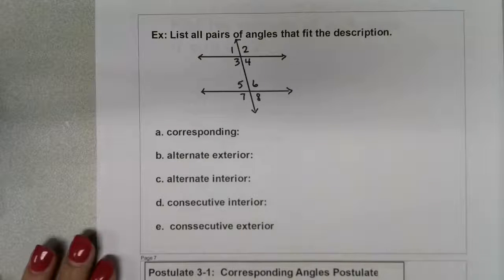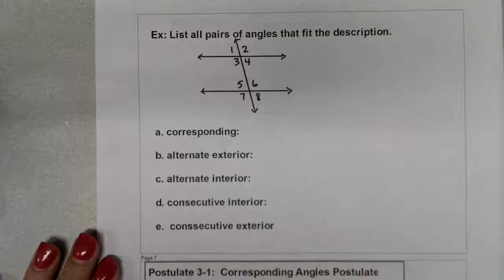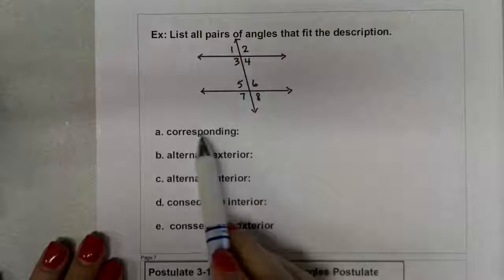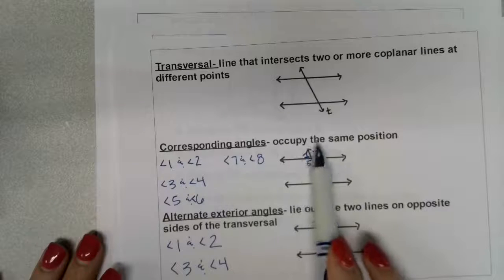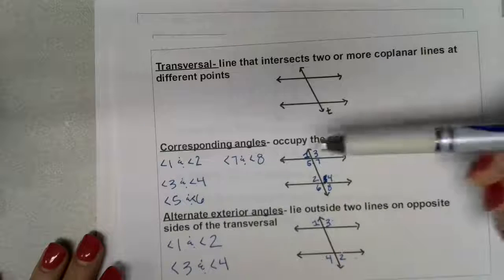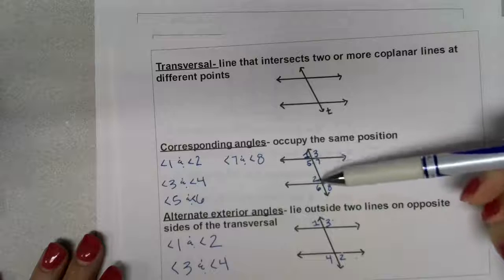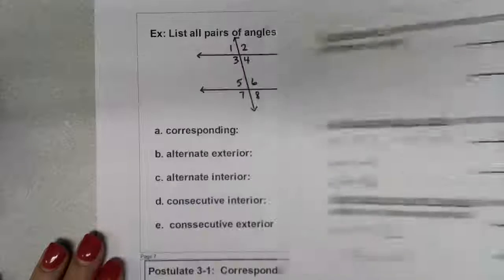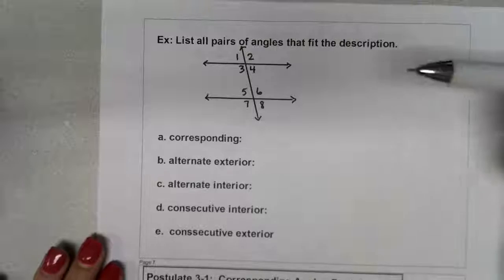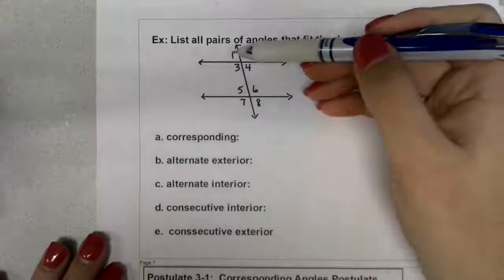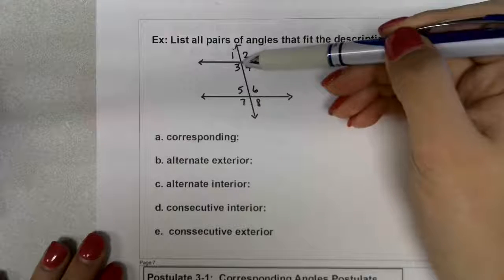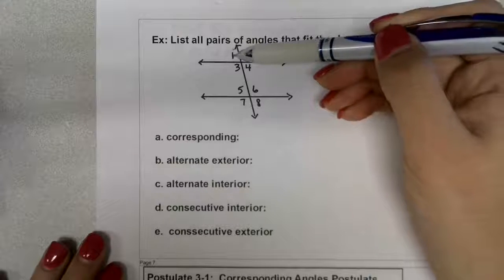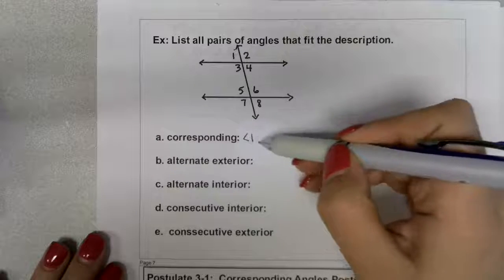Okay, so the corresponding angle here is, let's start with number 1. Okay, if I look at number 1, it is above this line to the left. Okay, so I've got angle 1. If I move down to this line, above this line to the left is angle 5. So angle 1 and angle 5 are corresponding. All right, I could do the same thing on the other side. Above this line to the right is 2. Above this line to the right is 6. 2 and 6 are corresponding.